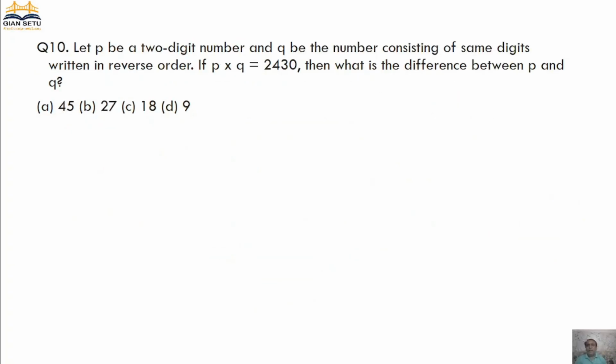Now let's see question number 10. If P be a 2-digit number and Q be a number consisting of the same digits written in reverse order, if P into Q is equal to 2430, then what is the difference between P and Q? Now here, suppose the given numbers are xy and yx. Say P is equal to xy and Q is equal to yx.